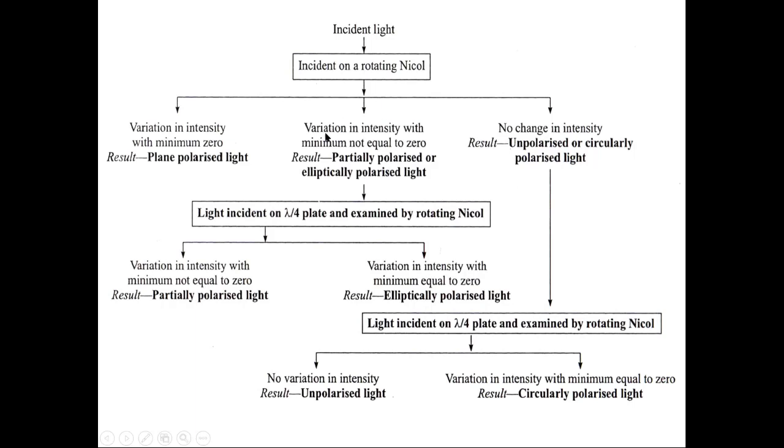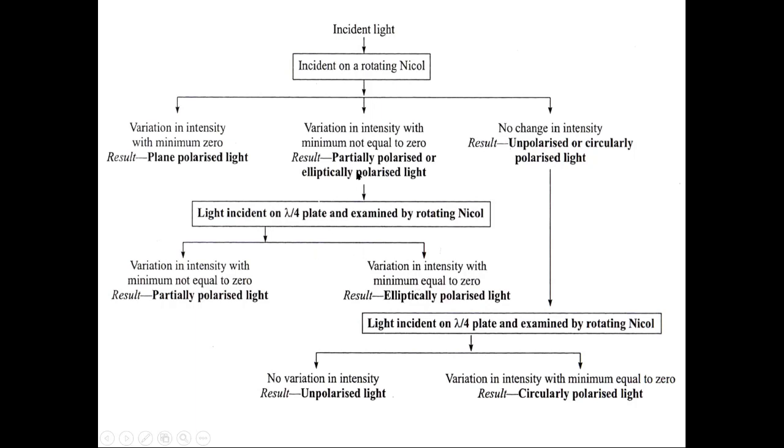Now pass this light through the quarter wave plate. As we know, a quarter wave plate can interchange elliptically polarized light and linearly polarized light into each other. So if this light is elliptically polarized, then this will be linearly polarized light now. And if this light is further passed through the rotating nicol, then a variation in intensity will be observed with minimum equal to 0, and this will show that this light was elliptically polarized.